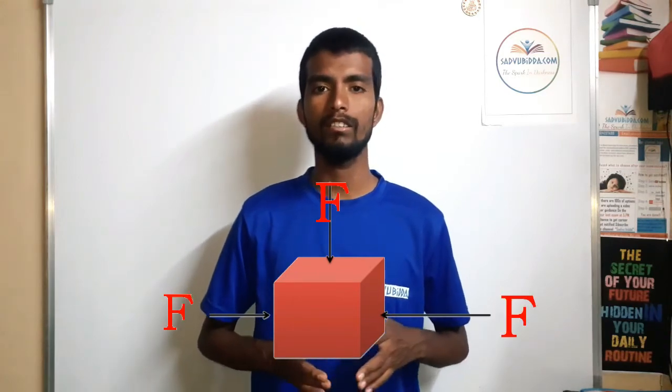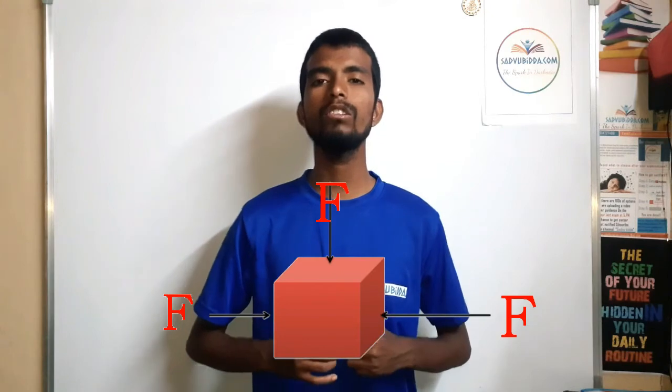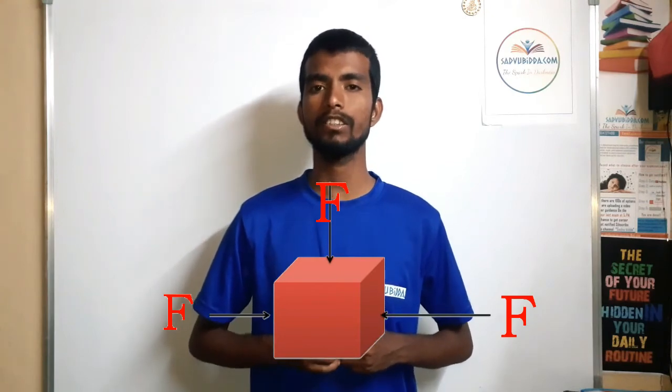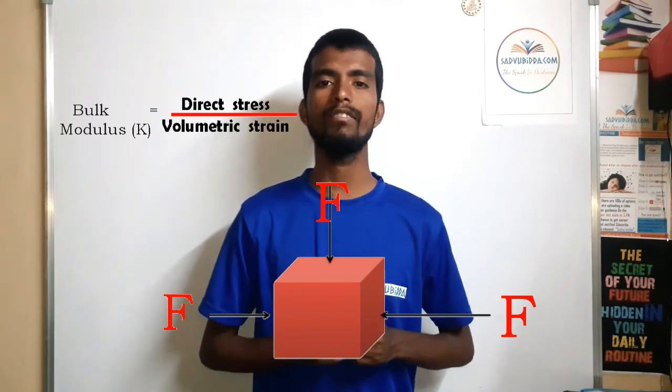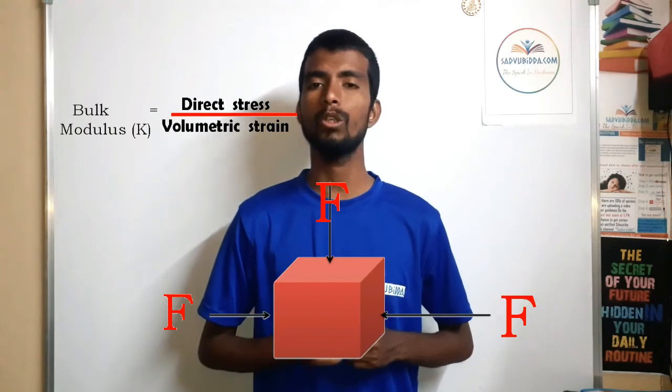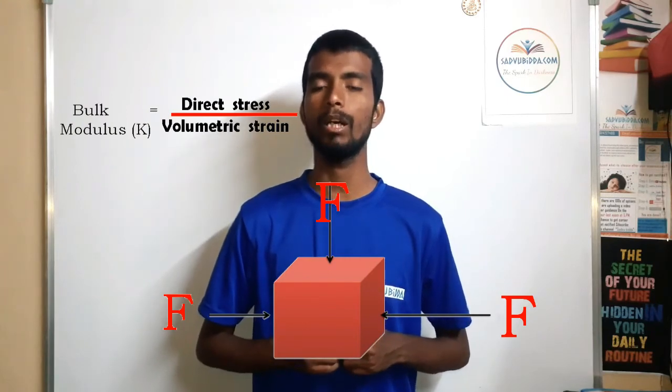Now moving further, to understand what actually bulk modulus is, let us consider a cube of side A. When a body is subjected to like and equal direct stresses along three mutually perpendicular directions, then the ratio of direct stress to the volumetric strain is known as bulk modulus.